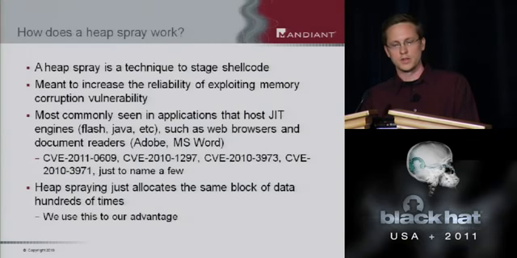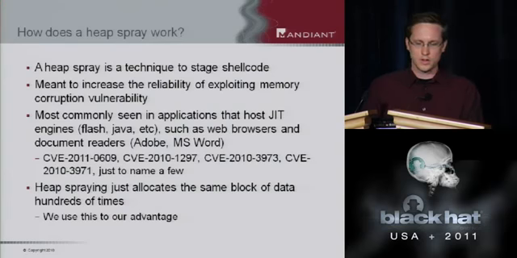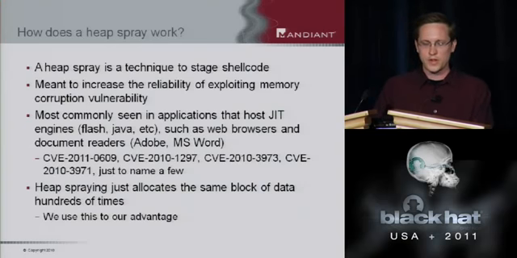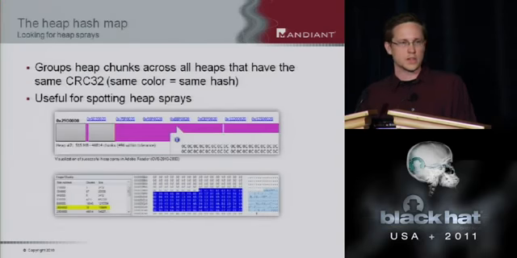It's very common in engines such as Flash and Java, things that need executable code to run. Here's a number of CVE vulnerabilities that are accompanied with a heap spray. We used to take advantage of the fact that a heap spray repeats its attack data hundreds of times on the heap. It kind of stands out. It's pretty obvious to recognize. So that's where the heap hash map comes in.